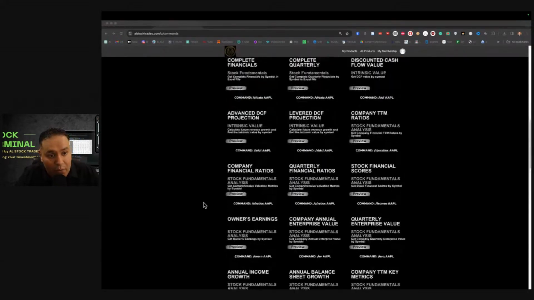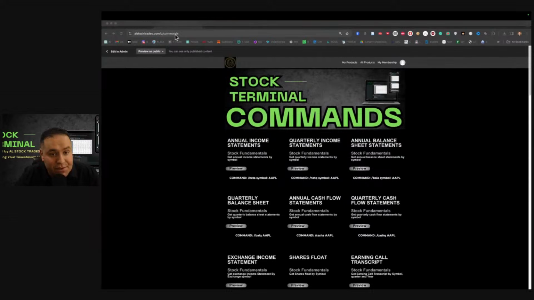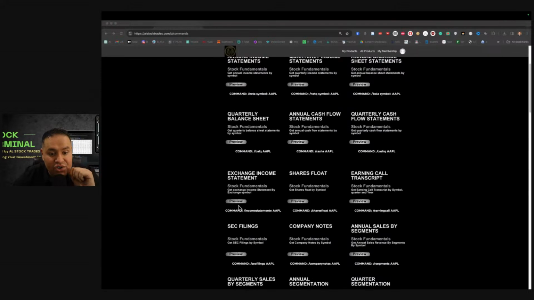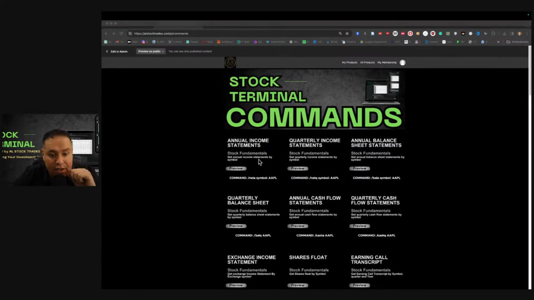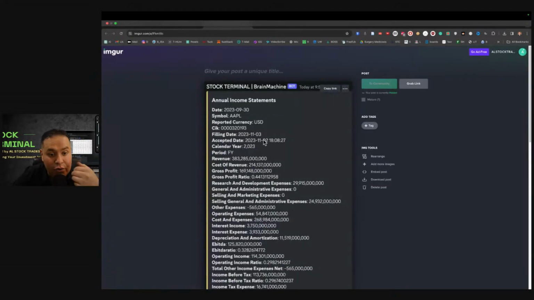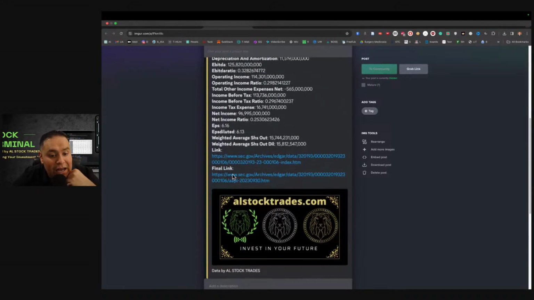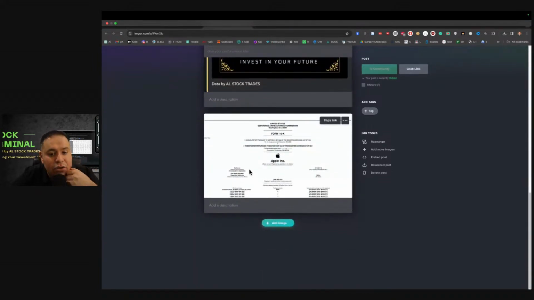It's alstocktrades /p/commands. In fact, I can copy it and put it in the link here. So what I'm going to do is focus on the analyst price target projection part of it, which is down below, but you can see the stock fundamentals. It shows you the command and how to use it on the stock terminal. If you click on preview, it opens up an image file where you can see how it looks. And if there's a link on some of them, I include what the link is, like the annual 10-K report. It takes you directly.